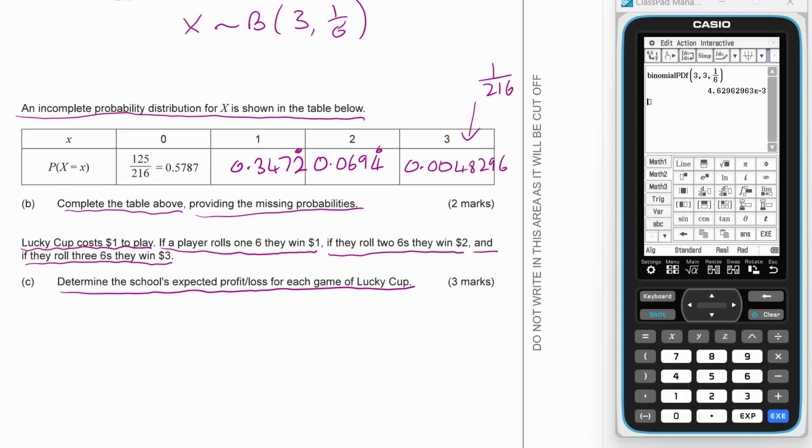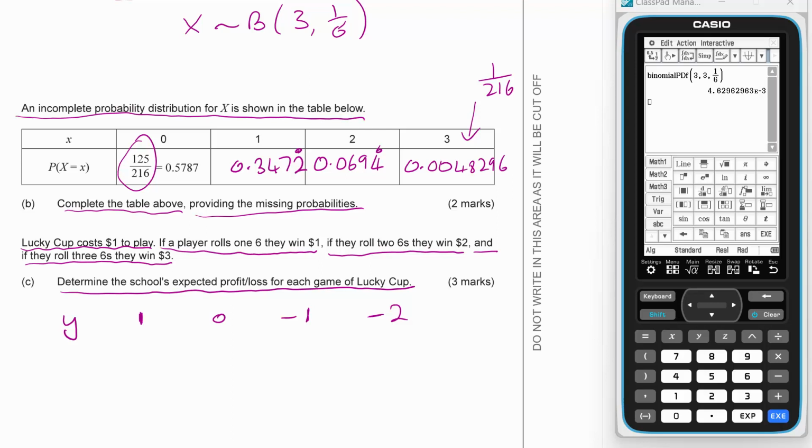So if we look at the expected winnings, we'll call that Y, the school can get $1, positive 1, if the player loses. It could get 0 if the player gets $1 back. They could lose 1 if the player wins $2, and they could lose 2 if the player wins $3. And of course, we know the probabilities, they're the same ones that are in the table. Now, it would have been nice to have these as fractions. It's a bit easier.